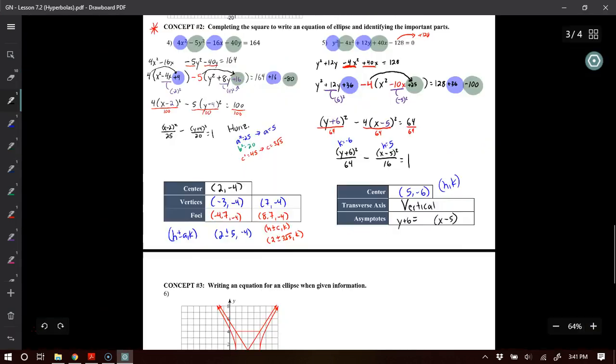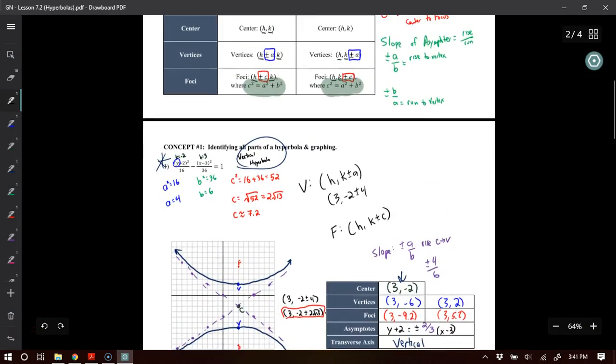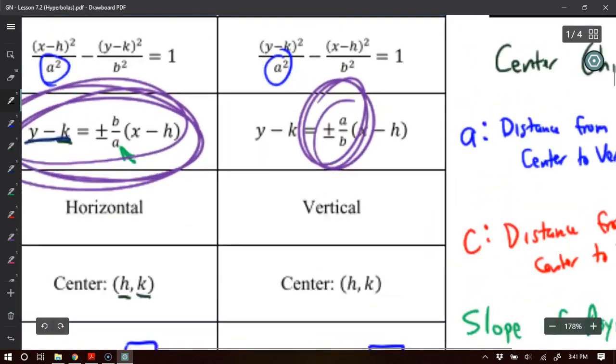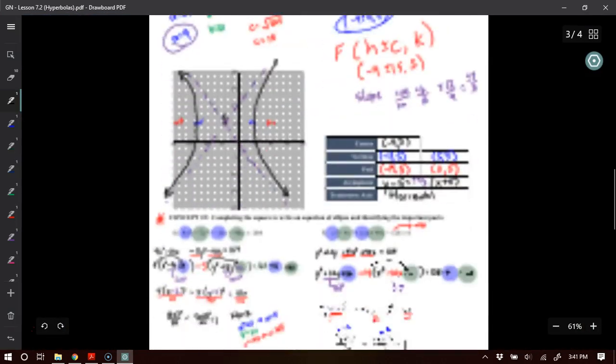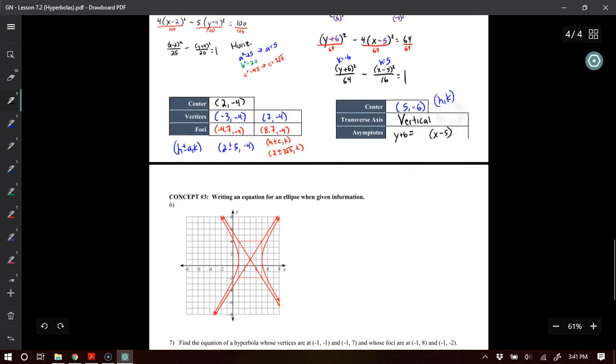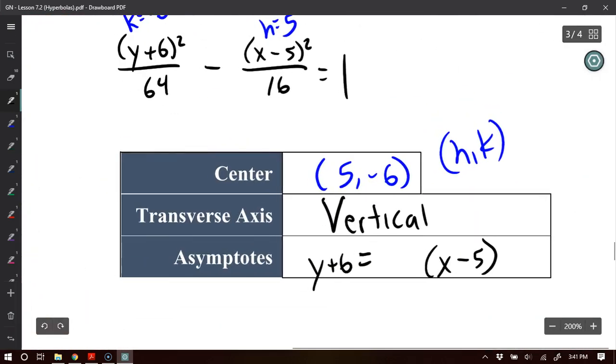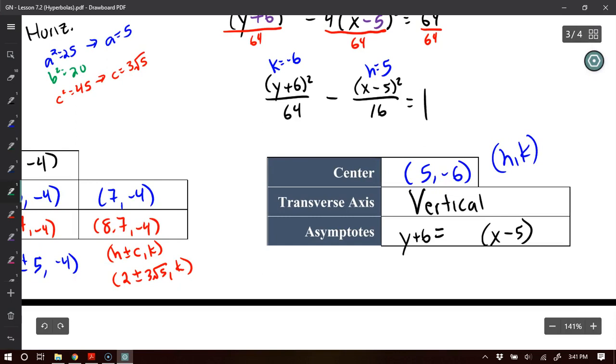Our job is really to look at the formula sheet if you need to and see it's, for vertical, plus or minus a over b. So if I'm doing this one, plus or minus a over b is going to be my slopes. My job is to find what's a and what's b. So in this case, a squared is 64, so a is 8, so plus or minus 8. B squared is 16, so b is 4. So plus or minus 8 over 4, simplify that, and I get 2.